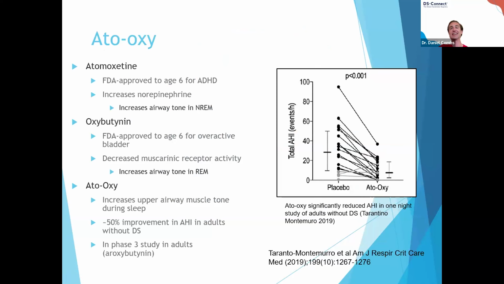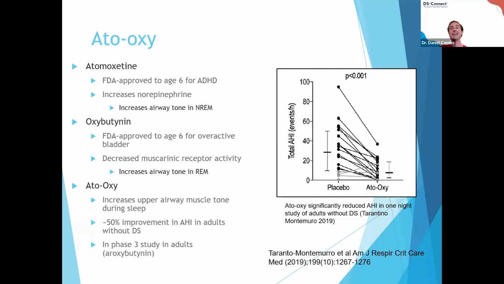Oxybutynin is approved down to age 6 for overactive bladder. This decreases muscarinic receptor activity, which leads to increased airway muscle tone in REM sleep. And so the two have the convenient effect of increasing your airway muscle tone, which, as I've mentioned, seems like one of the key features of sleep apnea for people with Down syndrome. And so this combination is known to increase upper airway muscle tone.